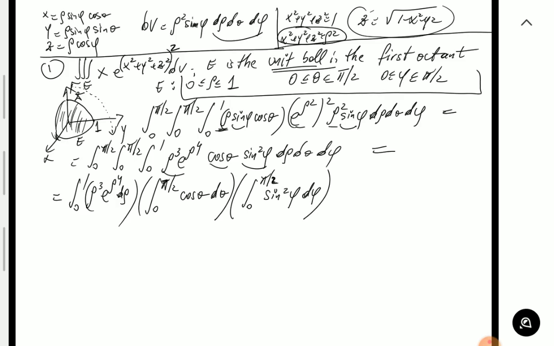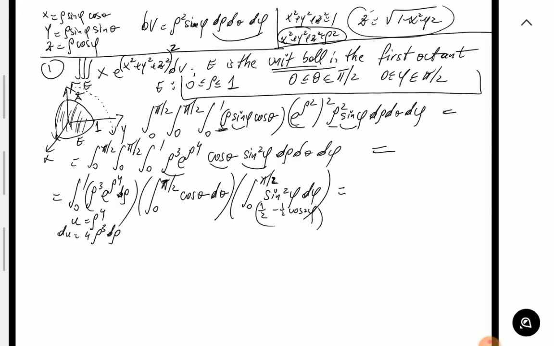You need to replace sine squared with 1 minus cosine of 2 phi, over 2, so 1/2 minus 1/2 cosine of 2 phi. The double angle formula. Let's actually do the first 2 integrals. The first one works by substitution. U equals rho to the power 4. Du is 4 rho cubed d rho.